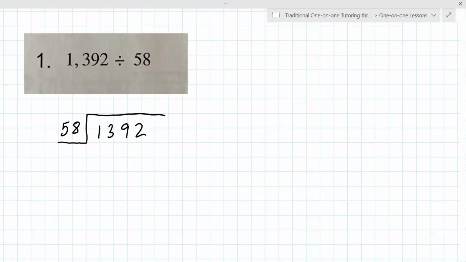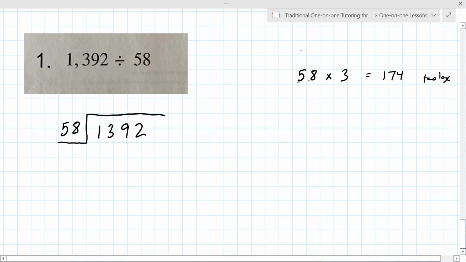Okay, so when you look at this problem here, 58 does not go into 1 and it does not go into 13, but it does go into 139. And this is where you sometimes want to make a guess. Even if you're wrong, you want to estimate. Now I'm going to guess 3. And this is where you may even have to come off to the side to write it, but 58 times 3 is 3 times 50. That's 150. 3 times 8, that's 24. 150 plus 24 is 174, which is too large. So we go back 1.